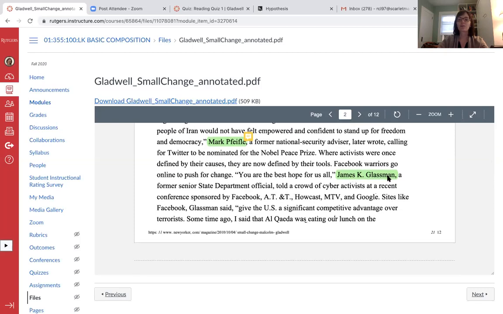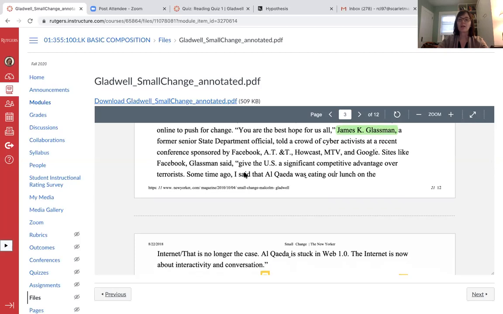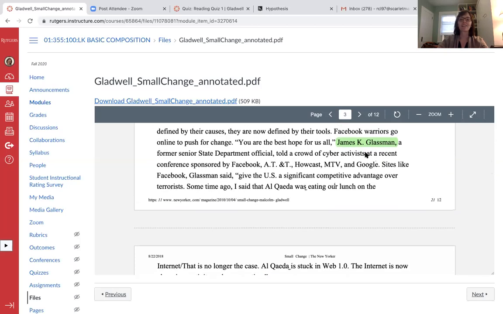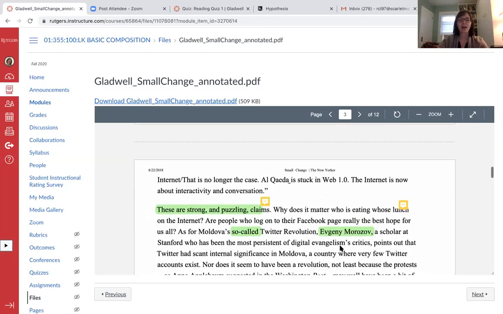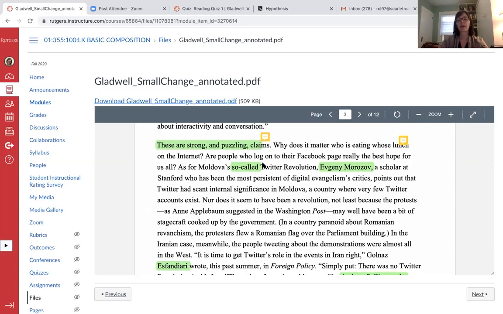And also James Glassman, right? Who told cyber activists that they're kind of the best hope for the world in conquering Al-Qaeda and terrorism. Okay, and here, when he switches to this paragraph, this is where Gladwell says, I find these views of social media puzzling. They confuse me. And so we start to get an idea that he's critical of digital evangelists.